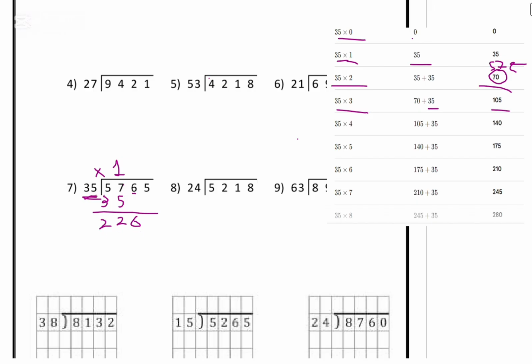Or 35 times what? I get either 226 or a number close to it and less than it. Let's check. We have 35 times a number. We get 140, which is number 4. We have 175 by multiplying 35 by 5. We have 210 by multiplying 35 by 6, and we have 245. Oh no, it's bigger than 226, so we don't want it, okay? So, oh yes, we got 210 because it is less than 226, because 226 comes here between 210 and 245. So, as you see, guys, it's going to be here.